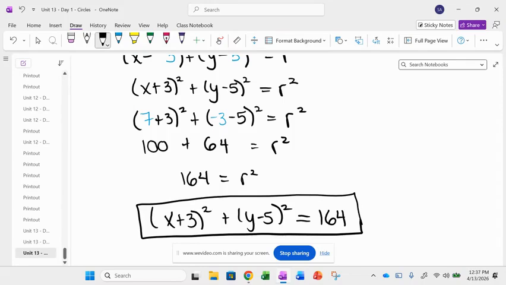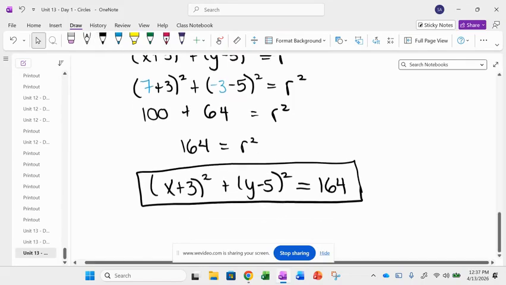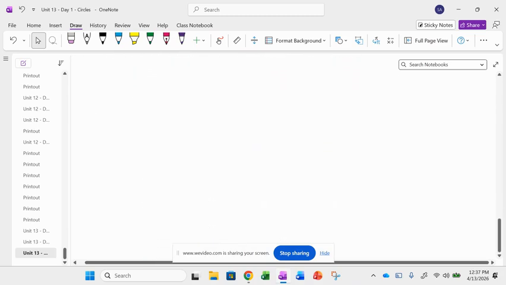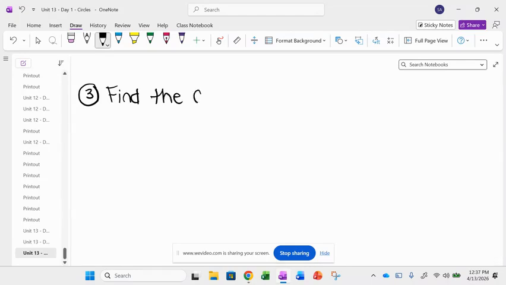Okay, next one. I want us now to find the center and radius, then graph the circle.